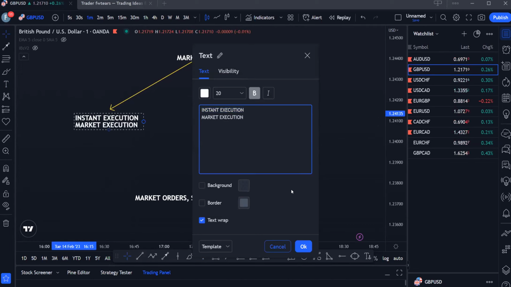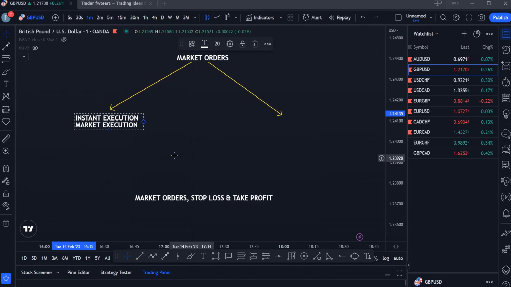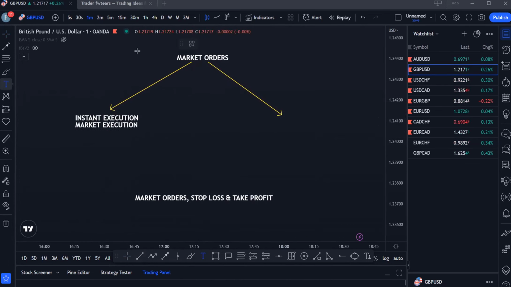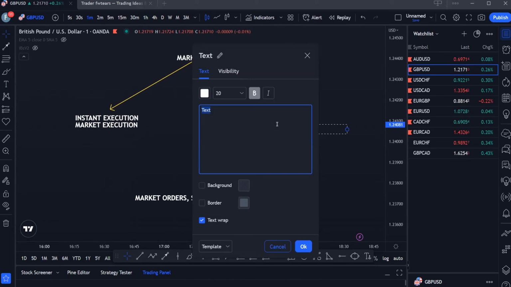Okay, so instant execution or market execution is the same thing. And then the number two type of orders that we have is called a pending order. So we are going to do an example of both instant and pending order.